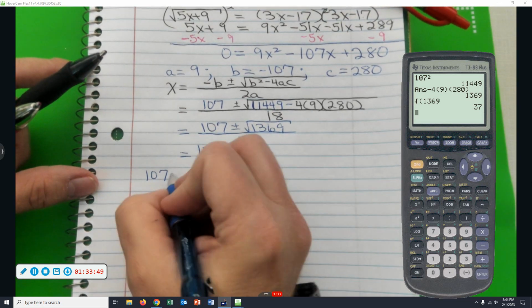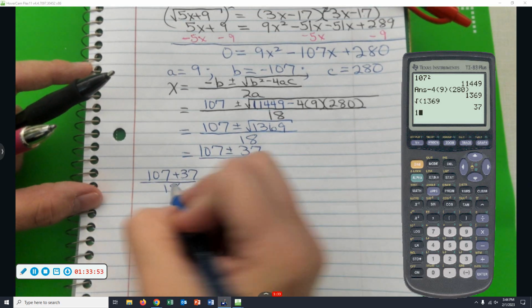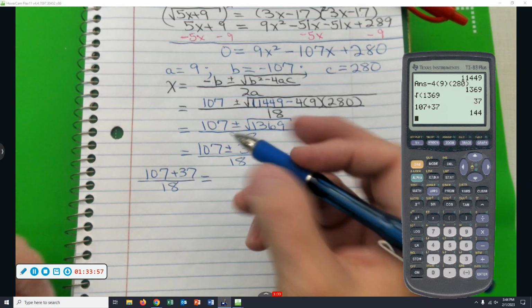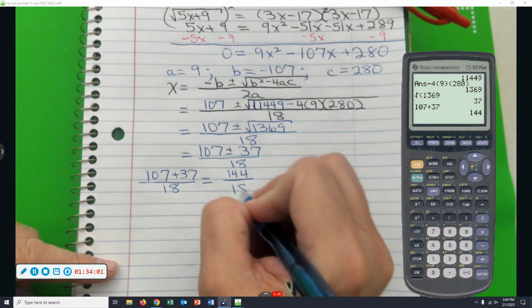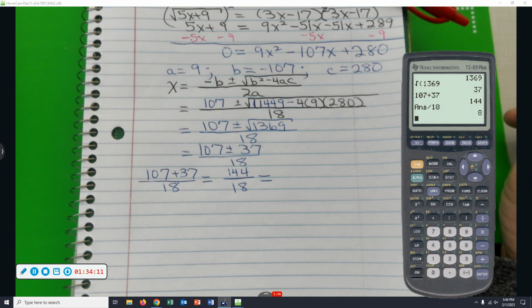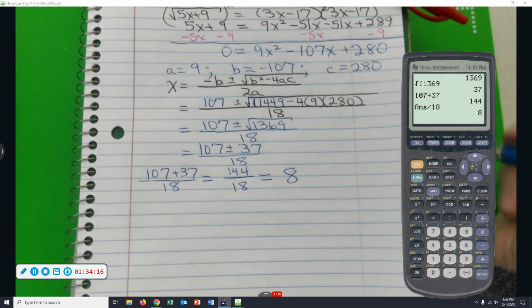We have 107 plus 37 all over 18. That's a 144. 107 plus 37. Isn't that a 144? All over 18? Is it divisible by 18? I think it is. Let's see. Oh, it is. Okay, 144 divided by 18 is 8. Mm-hmm. Okay.